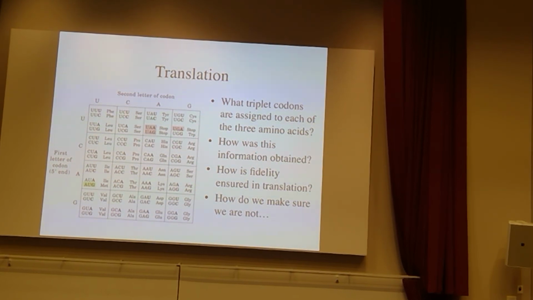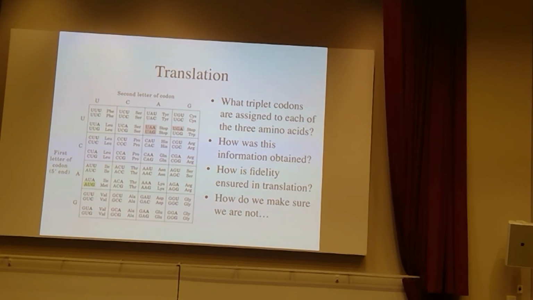As we begin to think about translation, we will begin to think about which triplet codons are going to be assigned to each of the 20 amino acids. We'll think about how those experiments were actually conducted and how the information was obtained. It's really easy to take a look at this genetic code and say, oh, okay, that's the way it must be, but somebody needed to figure this thing out.